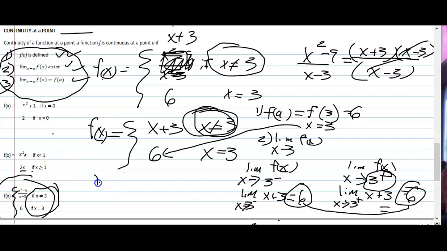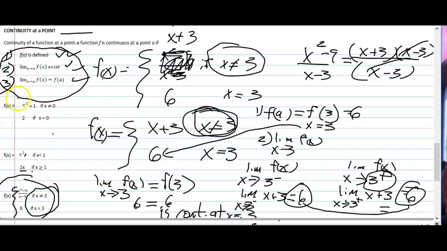And the last step is we have to see if the ordinary limit, which we just found, as x approaches 3, is equal to f of a, which is f of 3. Well, we just determined that the ordinary limit does exist and is equal to 6. And in the first step, we determined that f of 3 was also equal to 6. So here, all three conditions are met. So here, the function is continuous at x equal to 3, because all three of these conditions are satisfied.